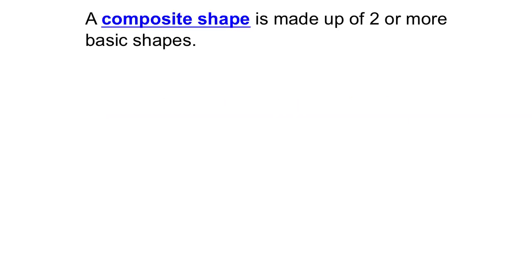So to start off with, a composite shape is made up of two or more basic shapes. So here's an example. I have a square and a triangle, both basic shapes. When I add those basic shapes together, I get this house shape. This is a composite shape because it's a combination of two basic shapes.